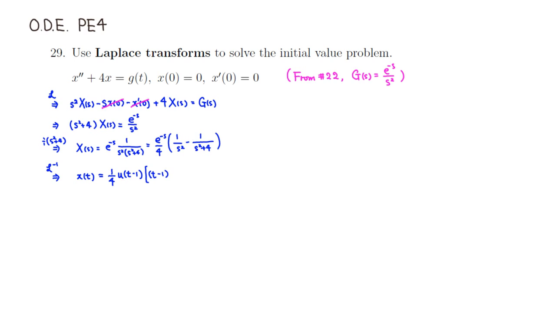Here we have to do a little bit of tweaking. 4 I'm going to write as 2 squared. I'm going to put the 2 here, then divide by 2, so you will have negative 1/2. This is going to be a sine of 2t, but you have to apply the shifting, so we put the t minus 1 there. That is the solution of the initial value problem using Laplace transform. Alright, that's it. I hope that this was clear.